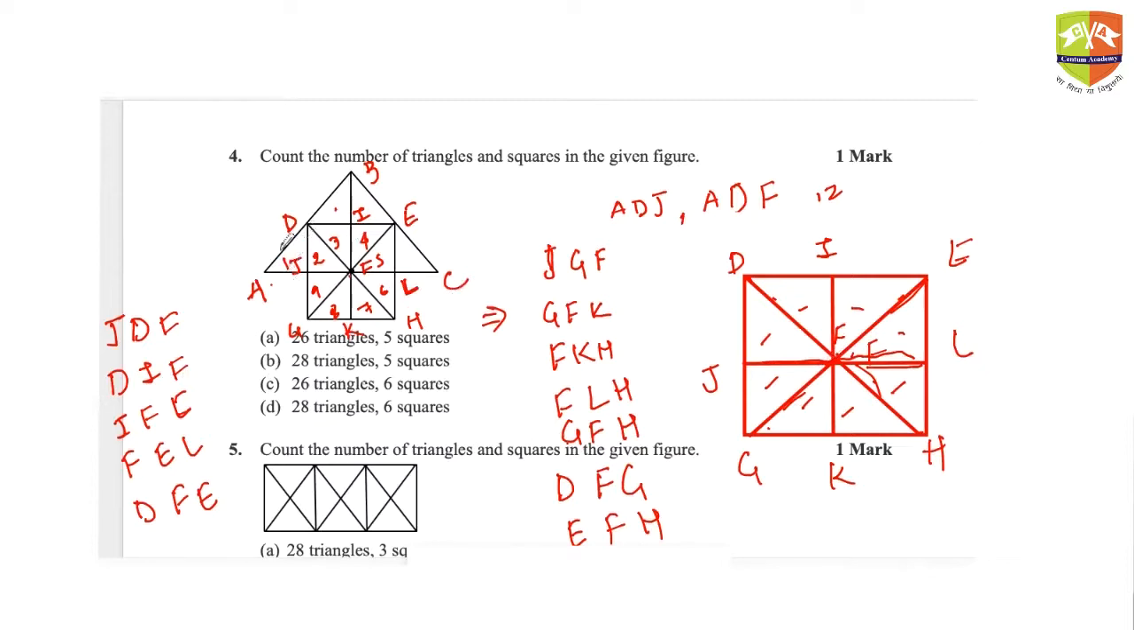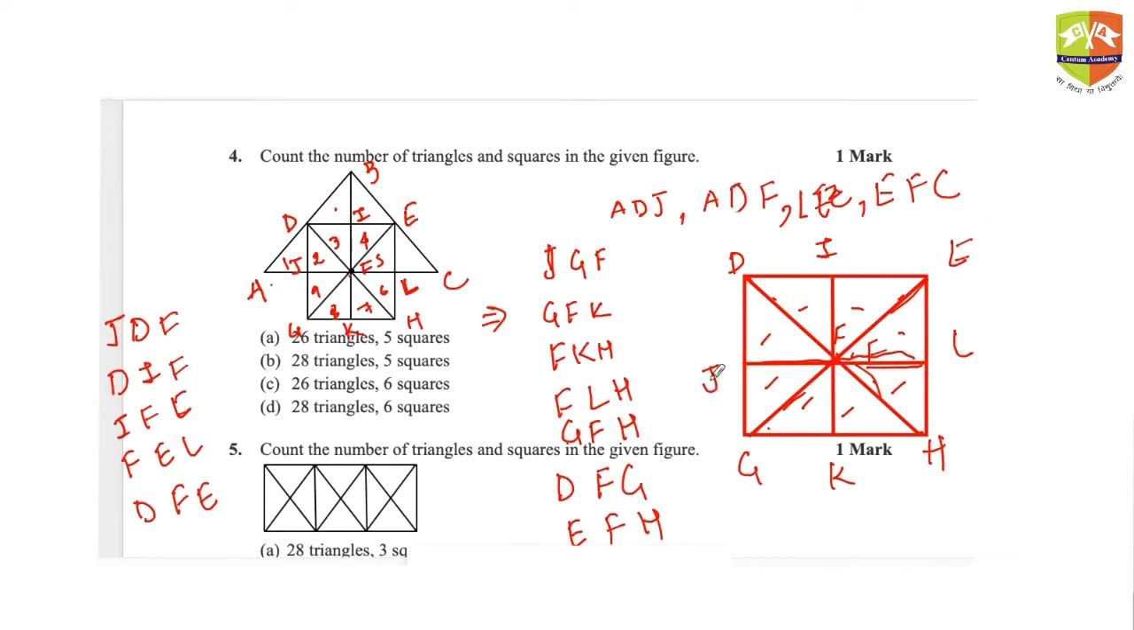Likewise, how many triangles do I have here? If I include this, I have written here ADZ, ADF. Now I will have a triangle from this side, triangle LEC, and I will have the bigger triangle here, which will be EFC.